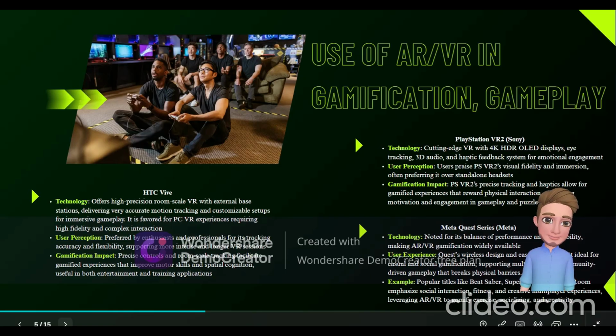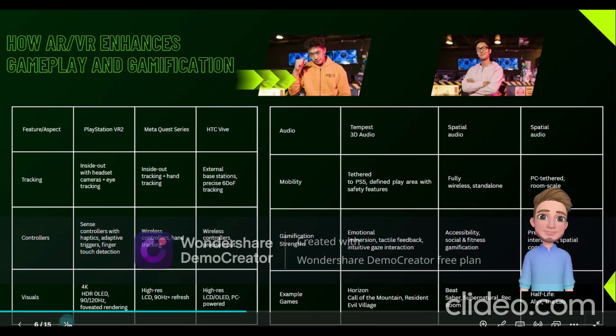Now we are going to move to the next slide. So, the key technologies that drive this, we'll compare the technologies, starting with tracking systems. You can see that we are comparing three things: PlayStation VR 2, MetaQuest series, and HTC Vive. For tracking, the first uses eye tracking, the second uses hand tracking, and HTC Vive uses 6 DOF tracking systems.